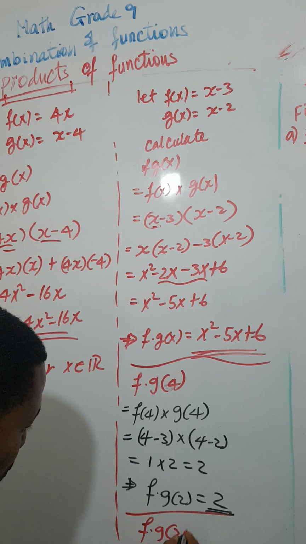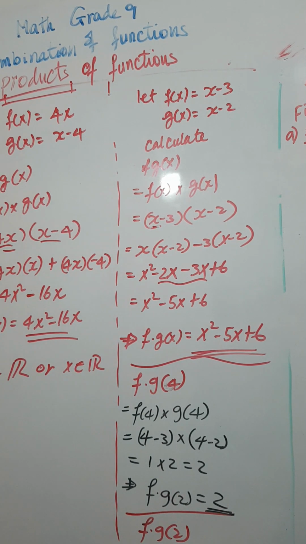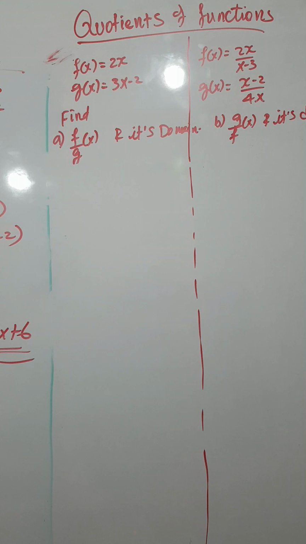Okay, this is 2, so what is f times g of 2? ይሄንን ስሩ። መልሱ 0 ከመጣላችሁ ትክክል ነው። አሁን በዚህኛው ክፍል ደግሞ quotient እናያለን። quotient means result of division.